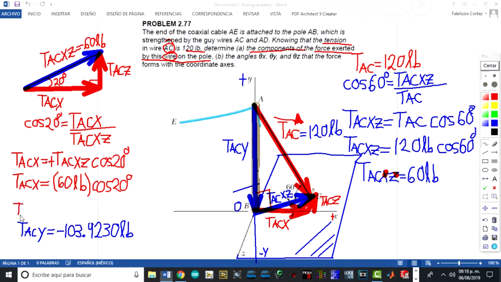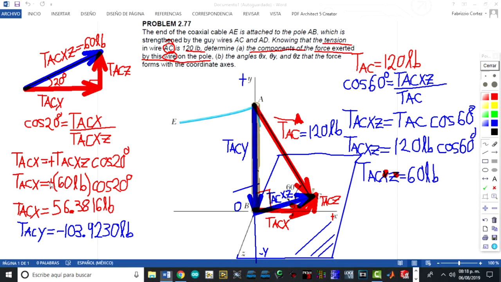So the x component of the vector in 3 dimensions will be 60 times cosine of 20 degrees. And this is positive because it's pointing the positive side of the x-axis. This will be 56.3816 pounds. And again, the book does it in another way.